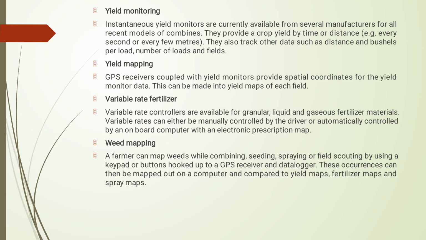Yield mapping. In yield mapping, GPS receivers coupled with the yield monitor provide spatial coordinates for the yield monitoring data. This can be made into a yield map of each field. That is, in yield mapping, the GPS tracks the position using the yield monitor and spatial monitor data, and maps the yield across every part of the field.